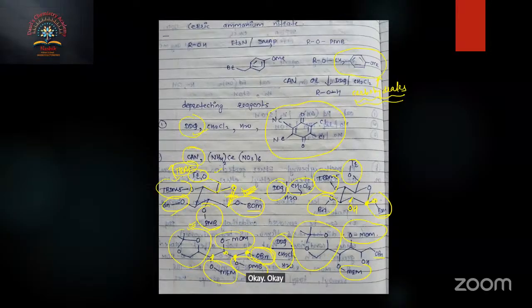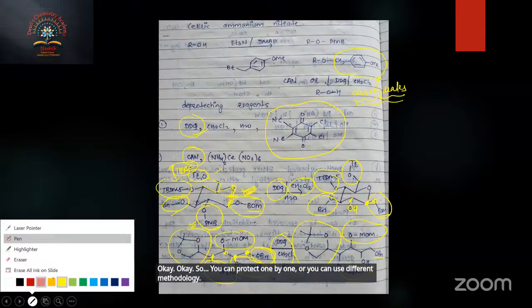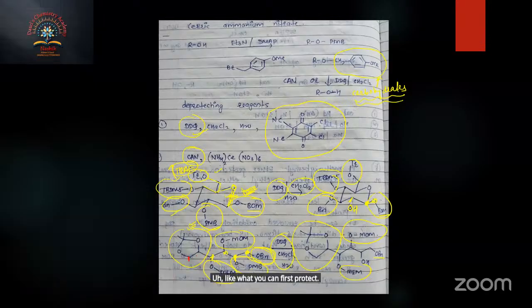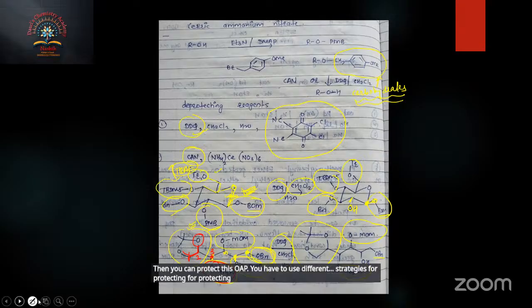Okay. So you can protect one by one, or you can use a different methodology. Like you can first protect 1 and 2, this 1,2-diol, or you can protect this 1,3-diol, then protect this. If you have protected the 1,3-diol group, then you can protect this OH group. You have to use different strategies for protecting purposes if you are doing protection, deprotection, or glycochemistry as your research part, okay.